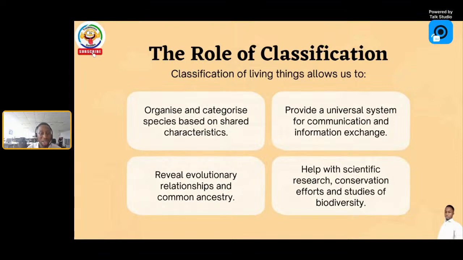Another role of classification is that it allows us to provide a universal system of communication and information exchange. It provides a universal, global system of communication. And there is something we call binomial nomenclature. All thanks to scientists. It simply means a system of giving names to organisms. The word bi means two. So it is a system of giving two names to each organism. That's why you call man Homo sapiens. Plants have two names too.